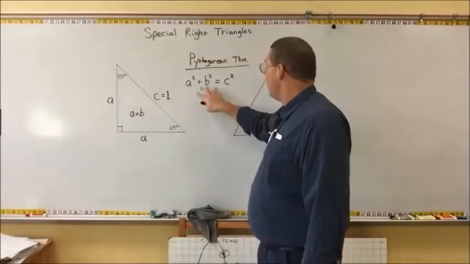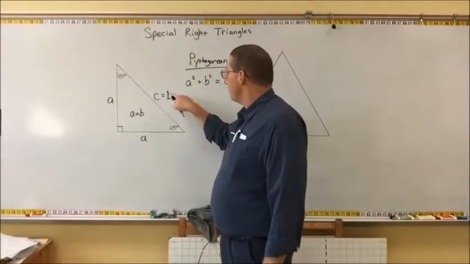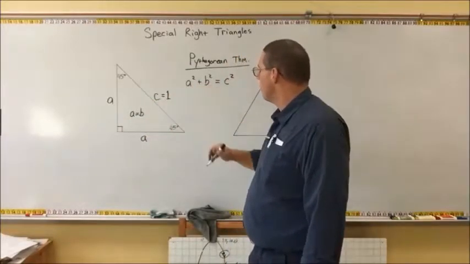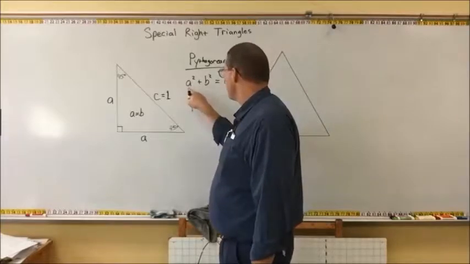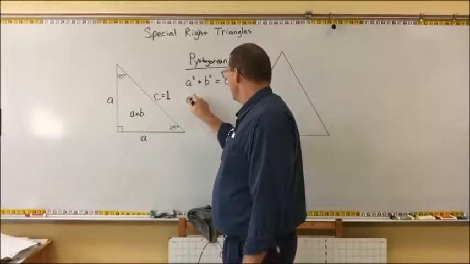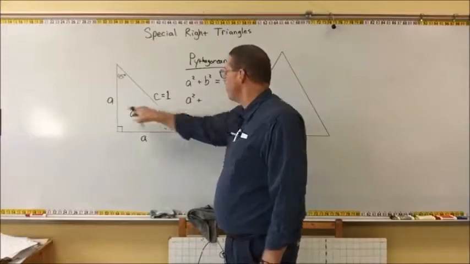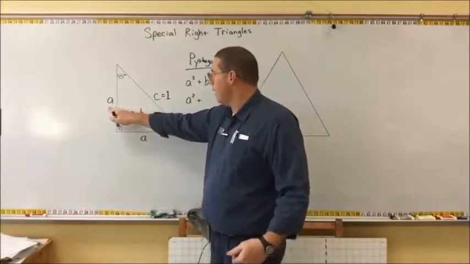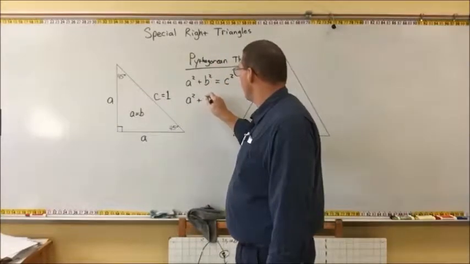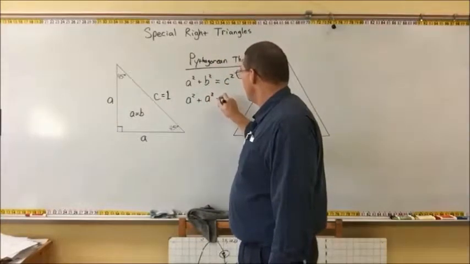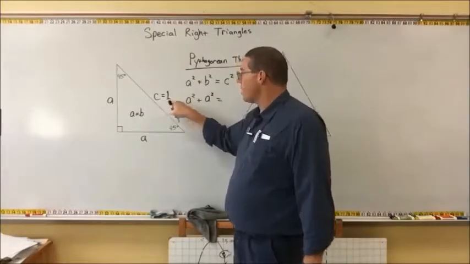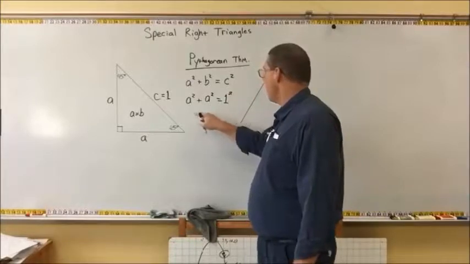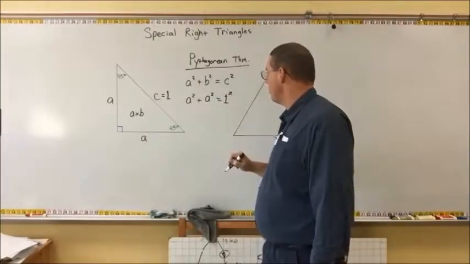Okay? And now what we can do is fill in a couple pieces of information about this triangle using the Pythagorean theorem. So we have our A squared, plus B squared. This was B, but because B is equal to A, we just called it A. So instead of writing B squared, we're going to write A squared again. Equals C, that's equal to 1, so we're going to say 1 squared. So we have A squared plus A squared is equal to 1 squared.